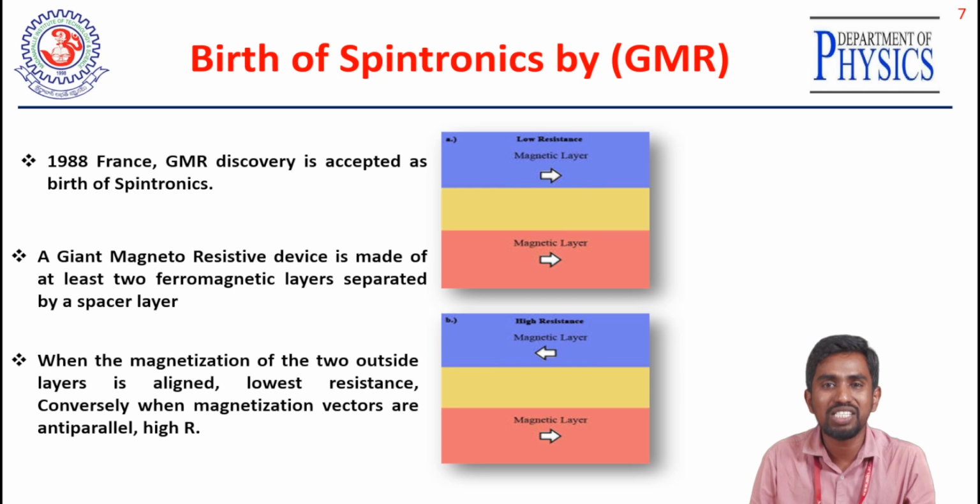So when the magnetization of the two outside layers is aligned, you will get low resistance, and conversely, when the magnetization vectors are antiparallel, you will get high resistance. This is the first instrument where spintronics is used.